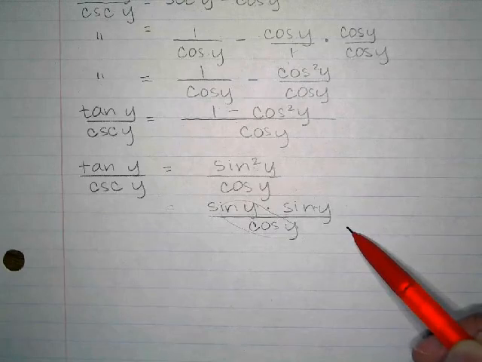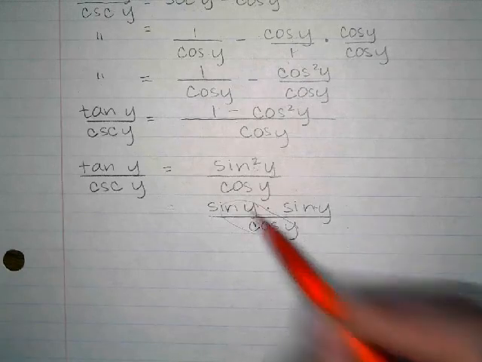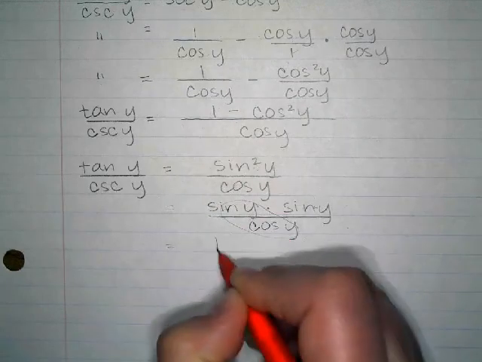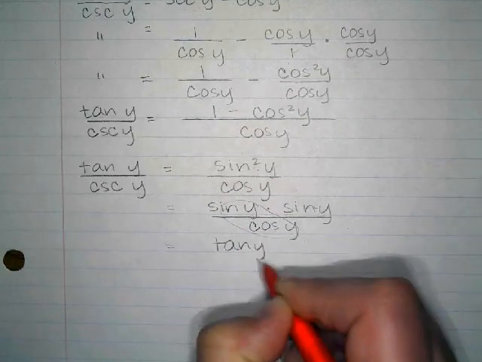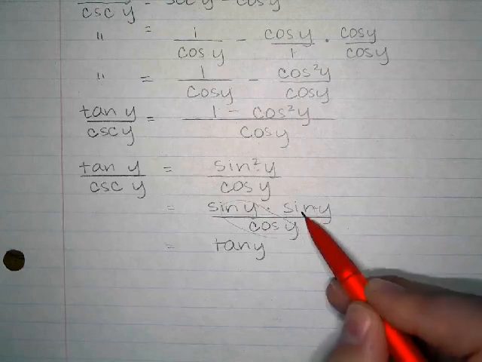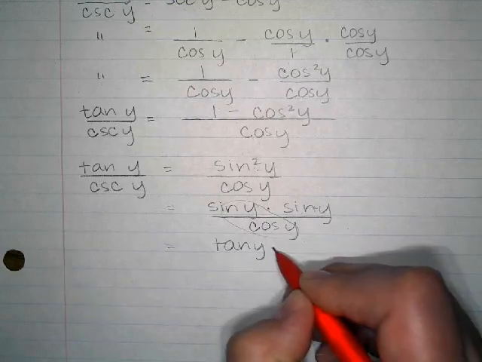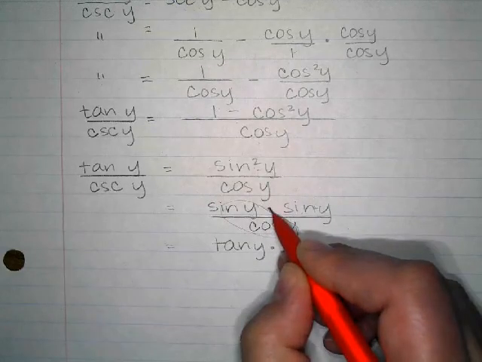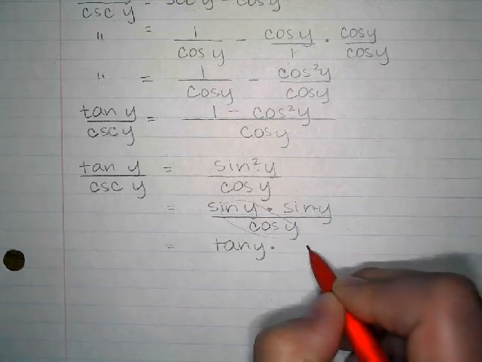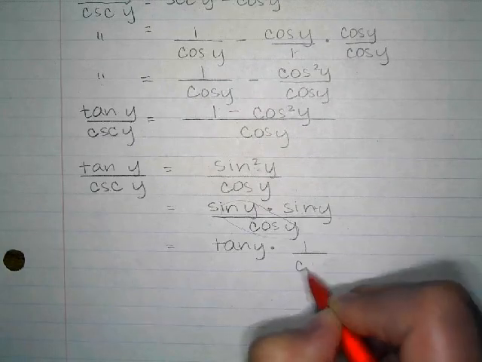Does that make sense? So this right here is going to become a tangent. And then this sine we're going to take out and rewrite it as 1 over cosecant. So I'm going to say take the tangent, and then here's my multiplication sign, and then the sine I'm going to take out and rewrite as 1 over cosecant.